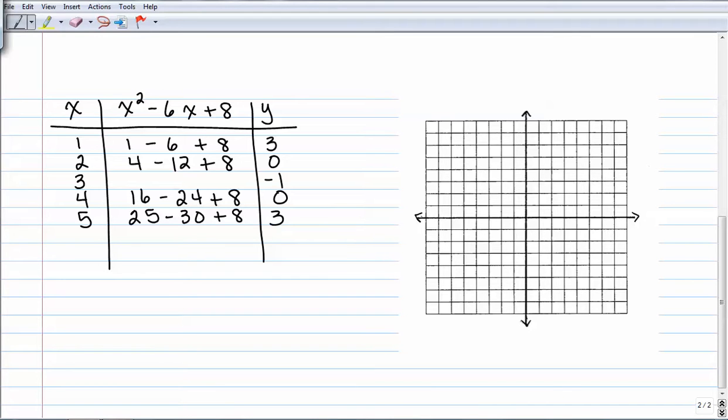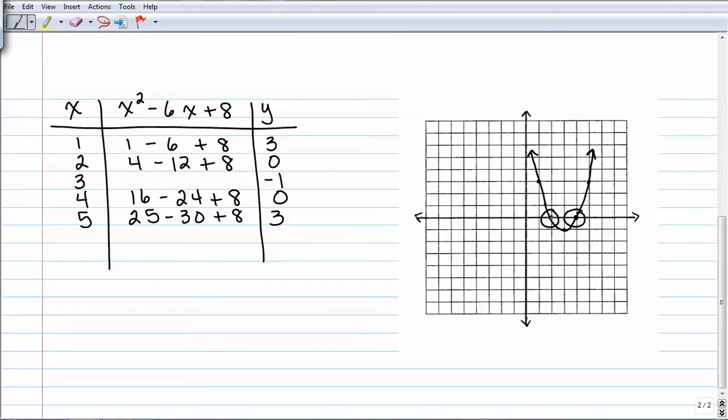Now let's graph those points. I have point 1, 3, 2, 0, 3, negative 1, 4, 0, and 5, 3. Here's the graph of the related quadratic function. And now in order to find the solution to the equation, I'm looking for where this graph crosses the x-axis. And it's at this point right here and this point right here.